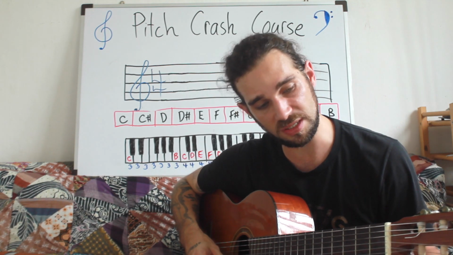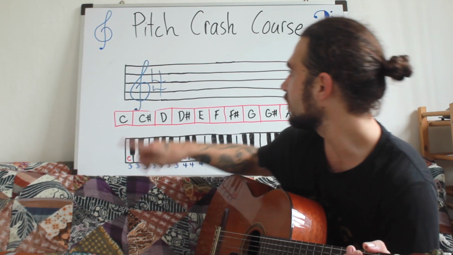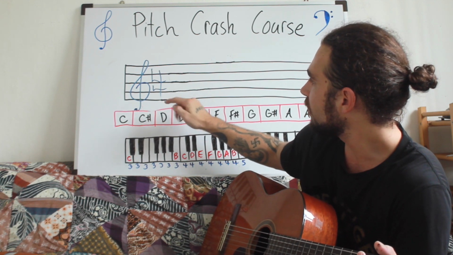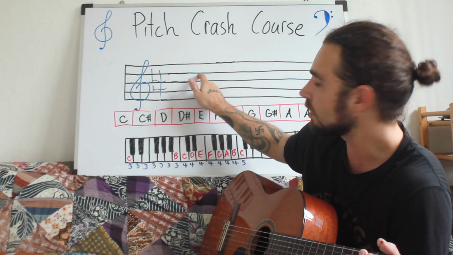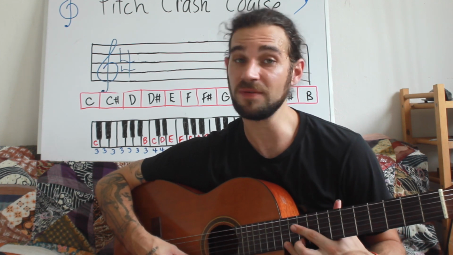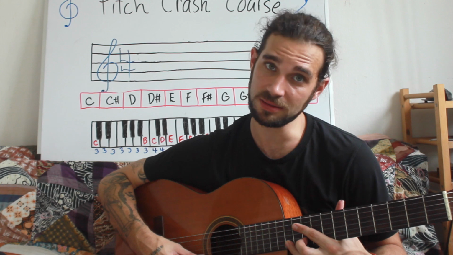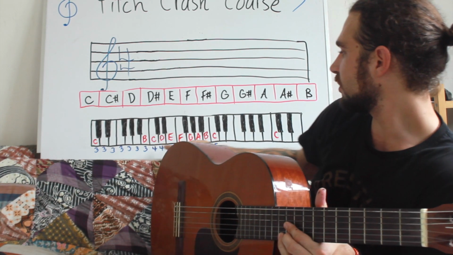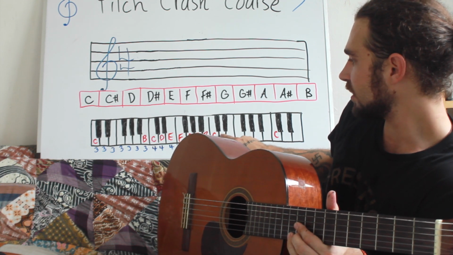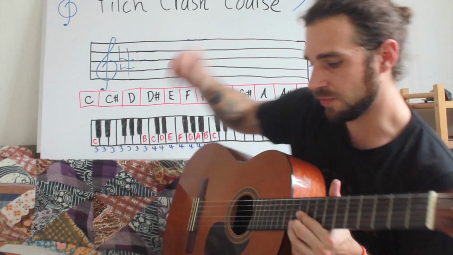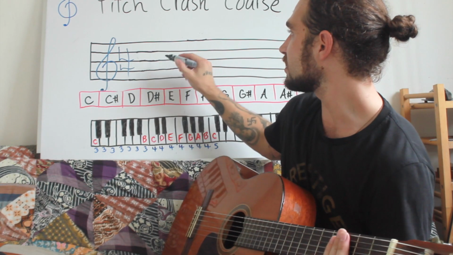Let's go to C5. So we know that C4 is going to be the ledger line right below this low line, but I want to go to C5, which would be here. Alright, so first note we're going to make C5, then a D5, then E5, and then back to the D5. So on our piano here, we would go to C5, D5, E5, and D5.